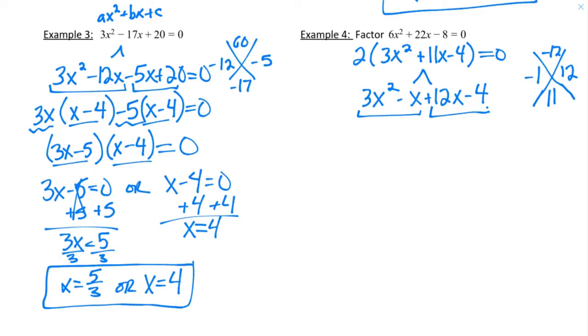So I have 4 terms. I group the first 2 and last 2 together. GCF of the first 2 terms is x. So we're going to factor that out, leaving us with 3x minus 1. In the second group, I see I have a GCF of 4. So I'm going to factor out a positive 4 since the signs are what I want them to be. And I end up with 3x minus 1.